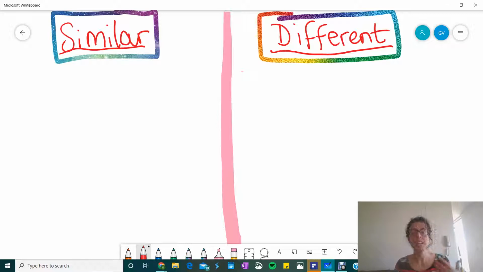When something is similar, do you remember from last week? Something similar has characteristics in common with another thing. For example, I used the example of Miss Ivana and I. We have similar hair. We both have curly hair, but it's not the same hair. It's similar. Okay? And different means that they are not similar.